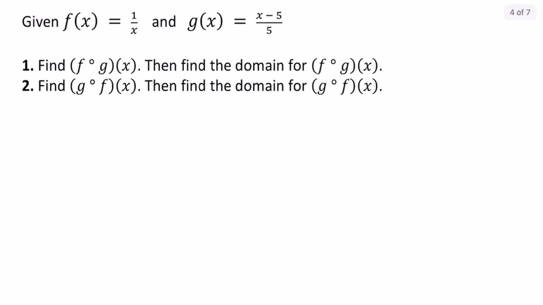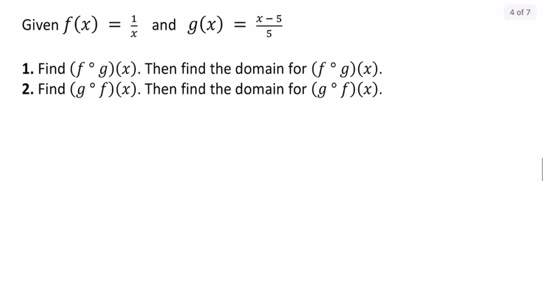Given f(x) = 1/x and g(x) = (x - 5)/5, we want to find (f∘g)(x) and its domain, and then find (g∘f)(x) and its domain. So let's start with the first one, f∘g of x. Here f is the outside function and g is the inside function, so we have f(g(x)).